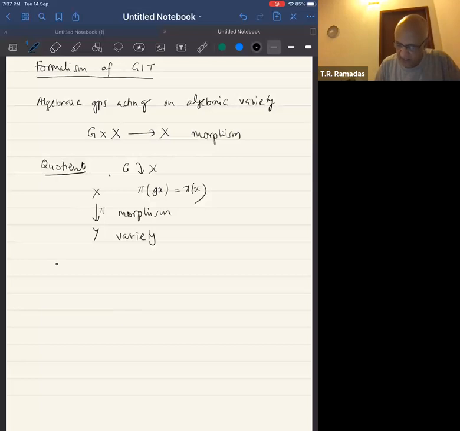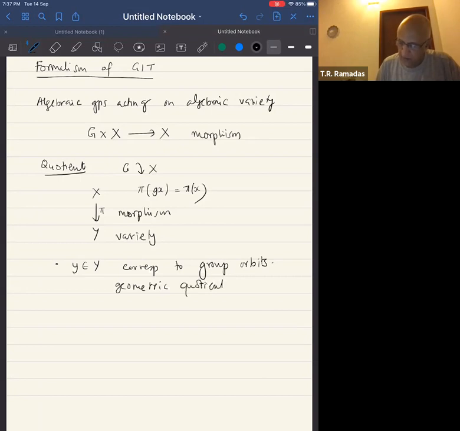So ideally, you would like that the points of Y correspond to group orbits. So every point of Y corresponds to precisely one orbit of the group. And this is called a geometric quotient. Usually you're not able to get a quotient of this kind, though there are some important cases, which I will cover very quickly, where in fact this happens. What you might hope is that you have a variety Y with a map which satisfies this equivariance, pi(gx) equals pi(x), which is universal for such maps.